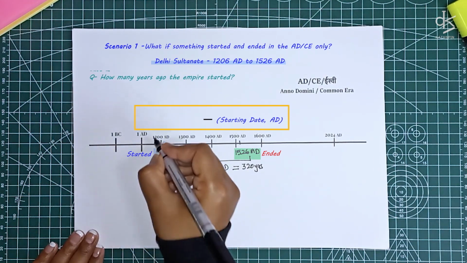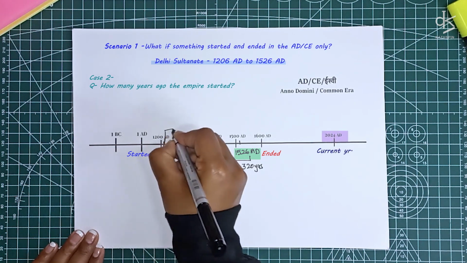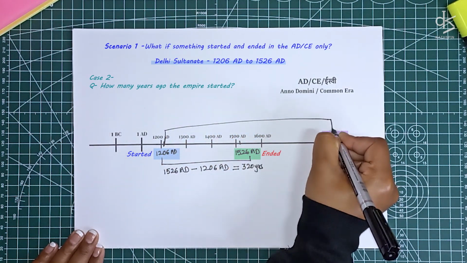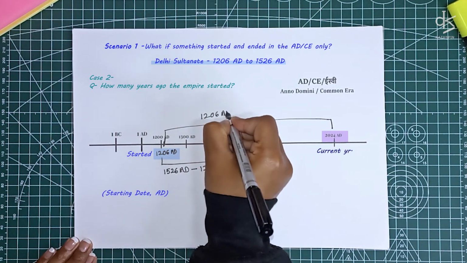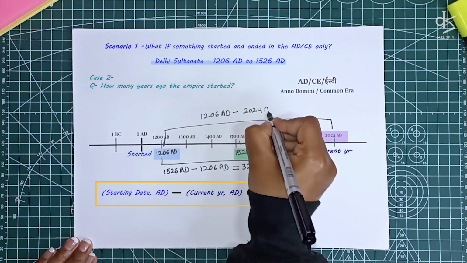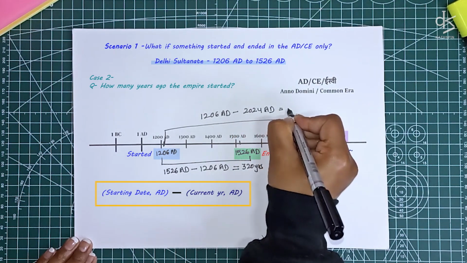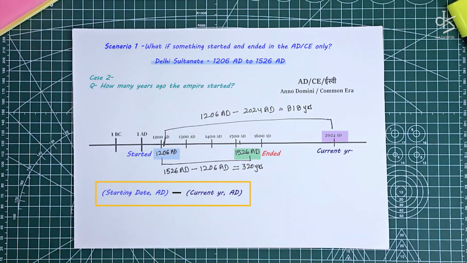Case 2. How many years ago did it start from the current year? The current year is 2024 AD. Subtract 1206, the starting date of the empire, from 2024, the current year. That gives you 818 years. We would say that the empire started 818 years ago.